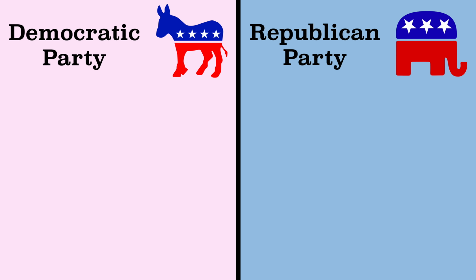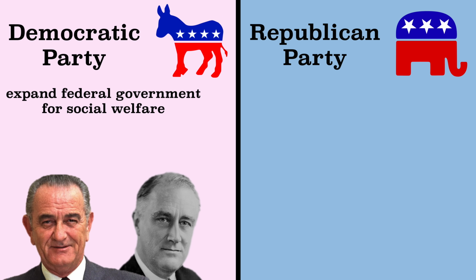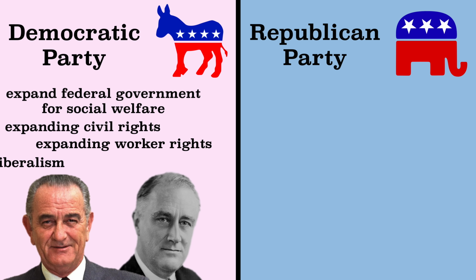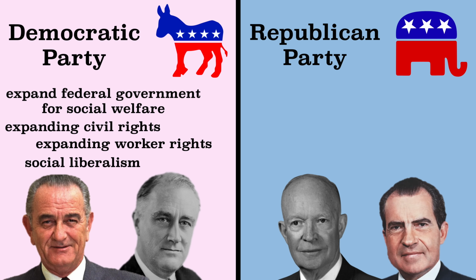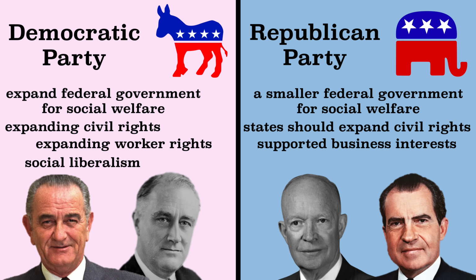So yeah, on the Democratic Party side, led by folks like Roosevelt and Johnson, they generally supported expanding the federal government in the name of protecting social welfare, expanding civil rights, expanding worker rights, and social liberalism. The Republican Party, on the other hand, led by folks like Dwight Eisenhower and Richard Nixon, wanted to keep the federal government a bit smaller while protecting social welfare, thought states should generally expand civil rights, generally supported business interests over worker rights, and social conservatism.